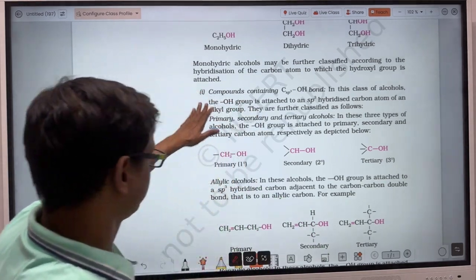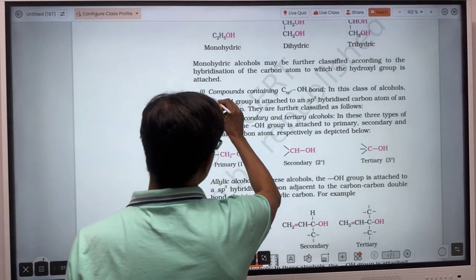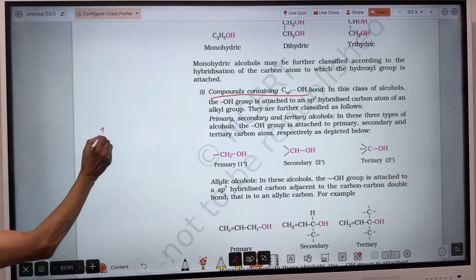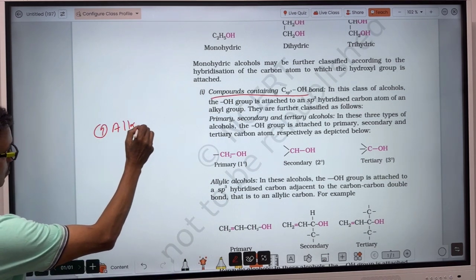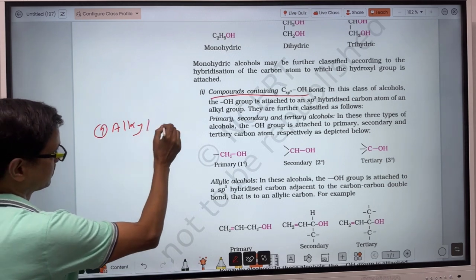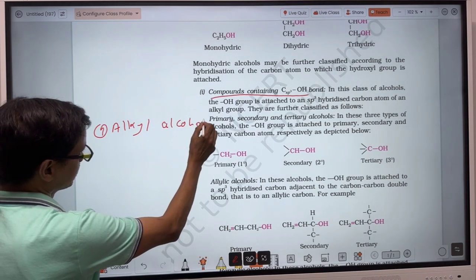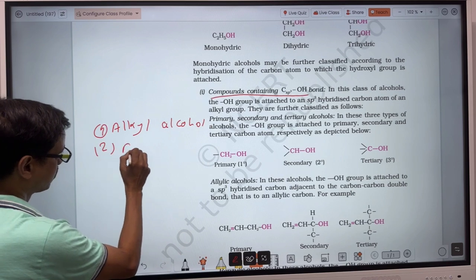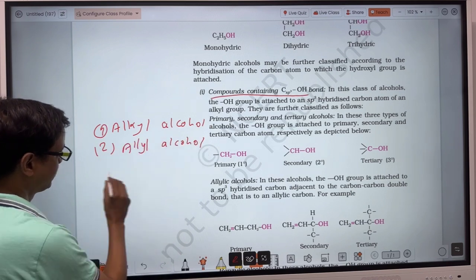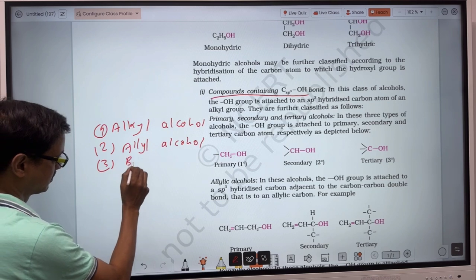So compounds containing the Csp3-OH bond will be of three types: just as there was alkyl halide, here it will be called alkyl alcohol. Similarly, allyl alcohol and benzyl alcohol.